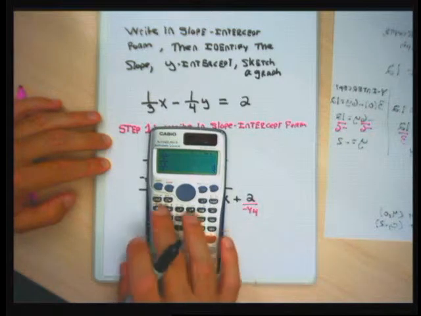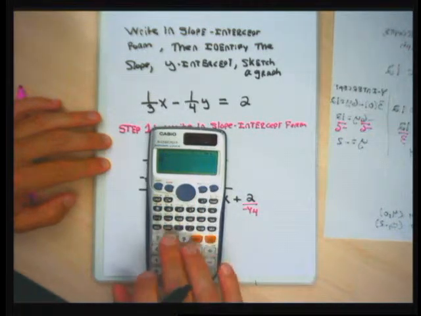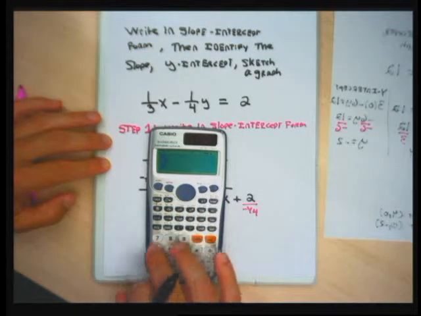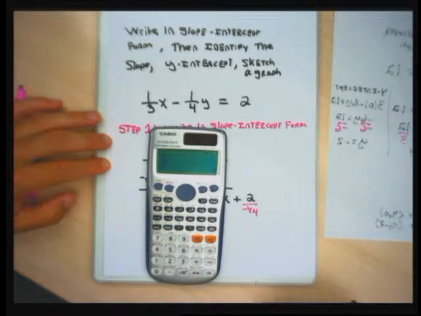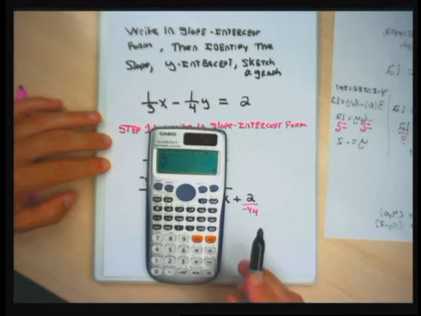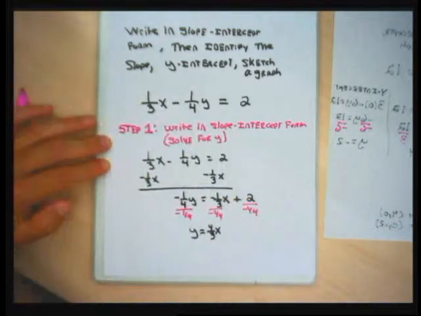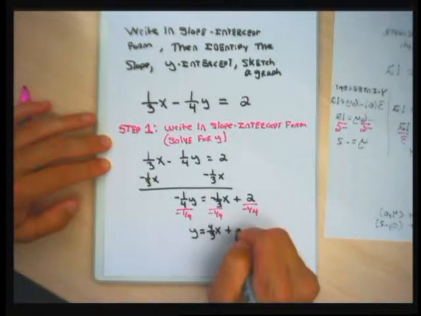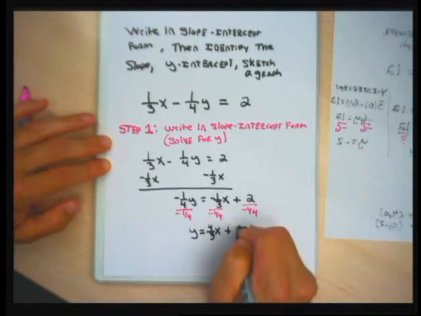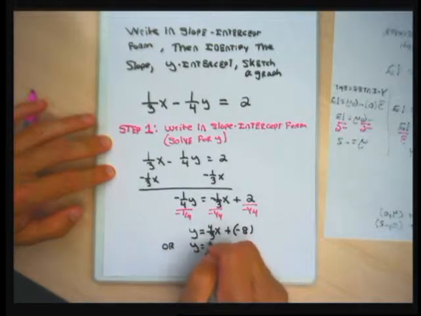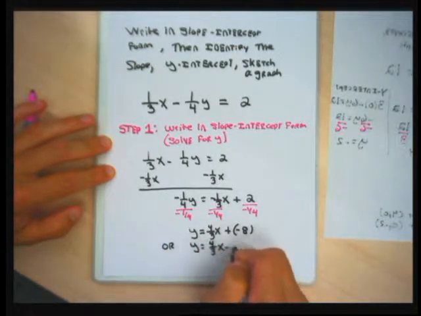Second, I'm going to divide 2 divided by negative 1/4. And I get negative 8. Again, dividing by negative 1/4 is the same as multiplying by negative 4. And I feel good about that. So here I could write plus negative 8 and put the negative 8 in the parentheses. Or I can write y equals 4/3 x minus 8.